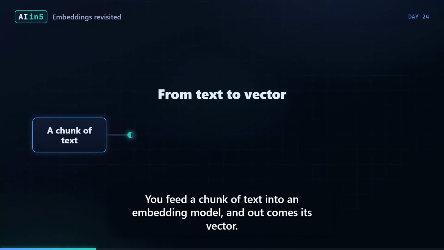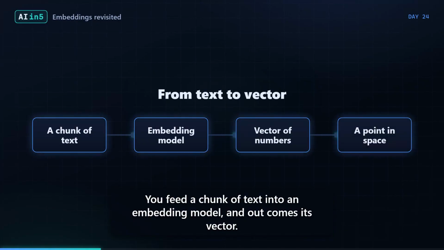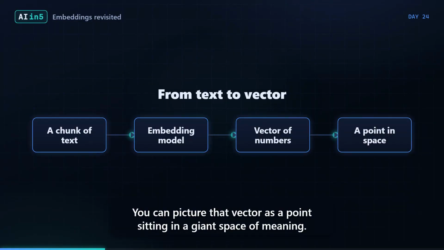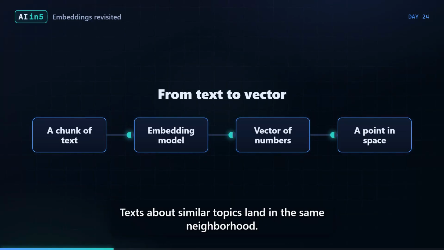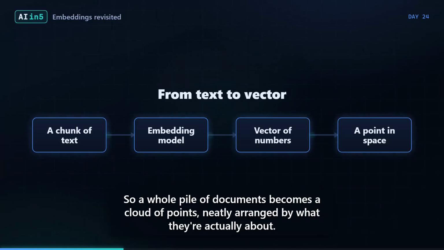The mechanic is simple. You feed a chunk of text into an embedding model, and out comes its vector. You can picture that vector as a point sitting in a giant space of meaning. Texts about similar topics land in the same neighborhood. Texts about unrelated topics land far away. So a whole pile of documents becomes a cloud of points, neatly arranged by what they're actually about.